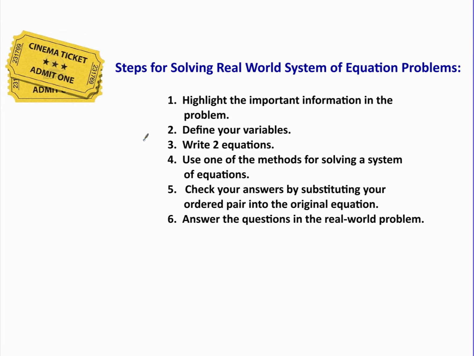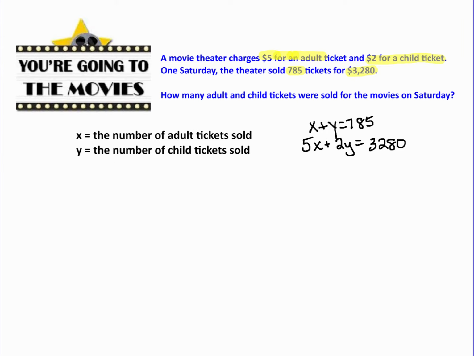Our next step is to use one of the methods for solving a system of equations. If we think back to the different ways that we've solved, we probably don't want to use graphing for this particular problem. Neither of these equations are already in slope-intercept form, so it'd probably be easier to use either substitution or elimination. For this example, let's go ahead and use elimination.